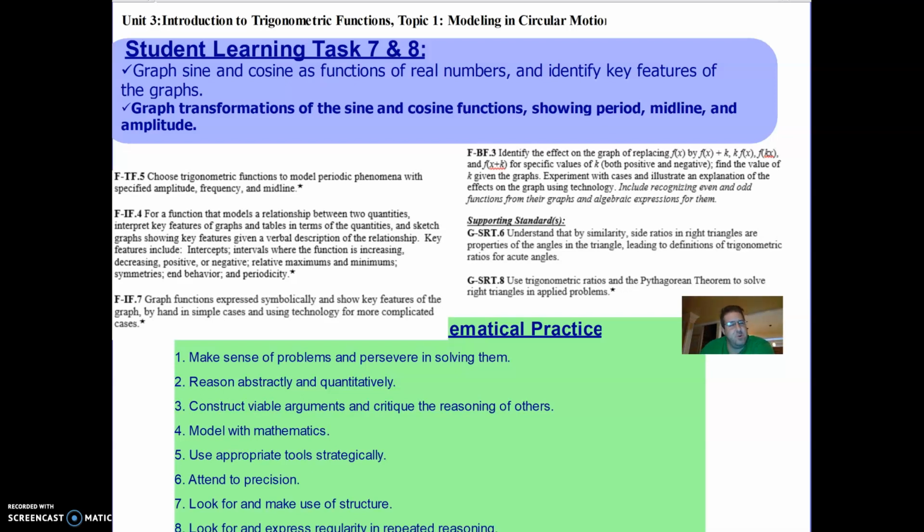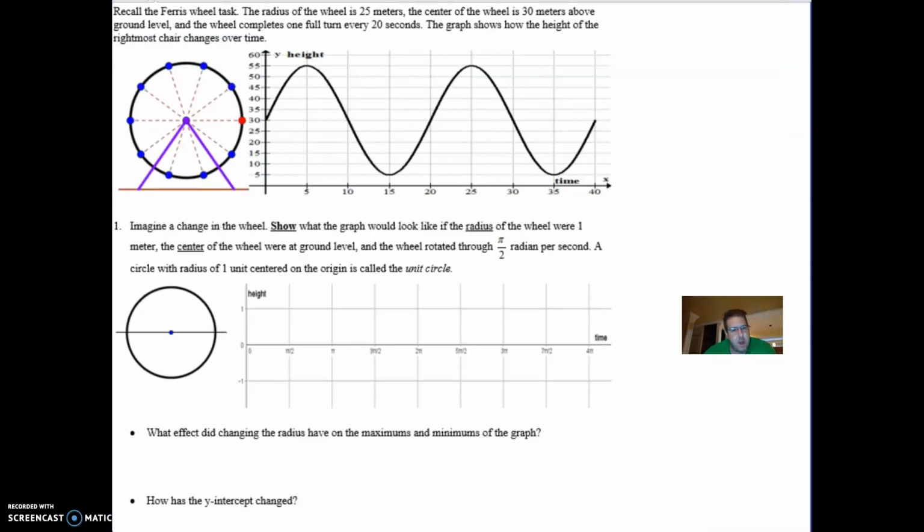This is Unit 3, Topic 2, SLT number 8. And we are going to be, once again, writing equations based upon given graphs with transformations. So a little bit more involved than the last video, though.